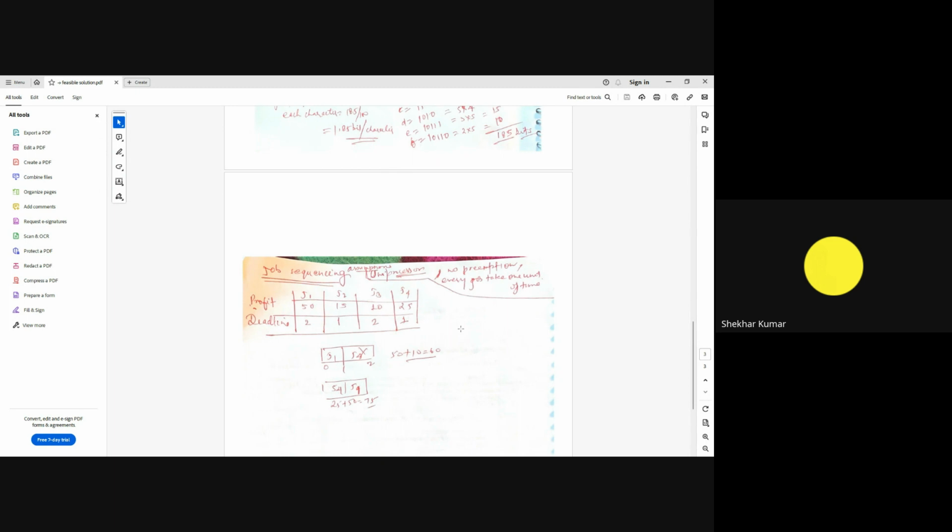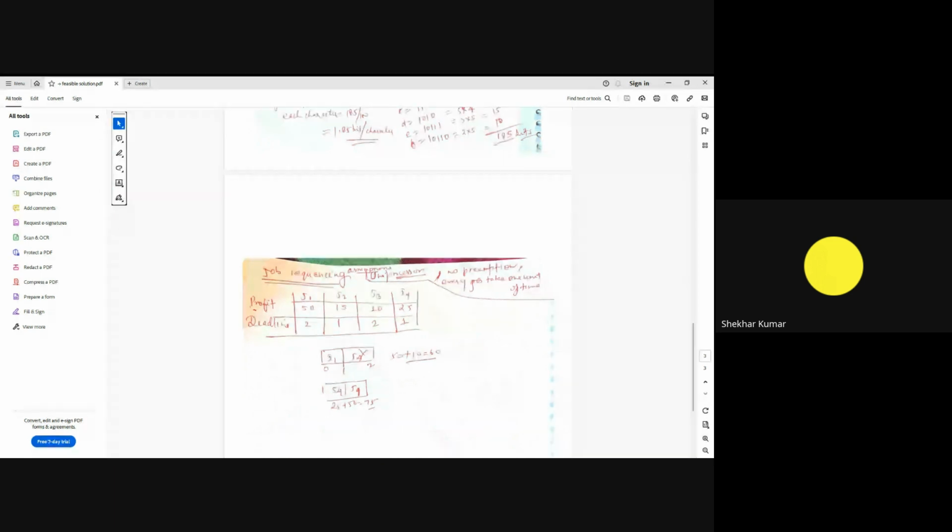The next application of the greedy technique. Is it clear? Yes, sir. Okay, now we will discuss the time complexity with the help of the program. Okay, where is the job sequencing program? Okay, I will share my screen also.